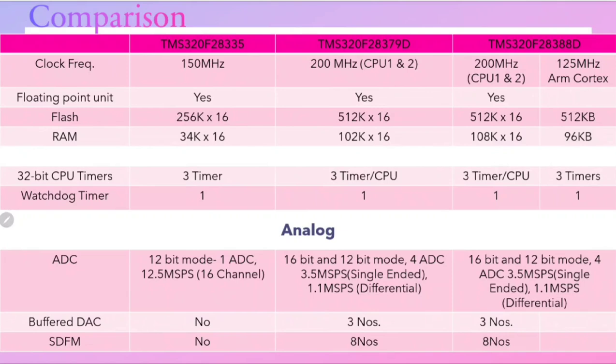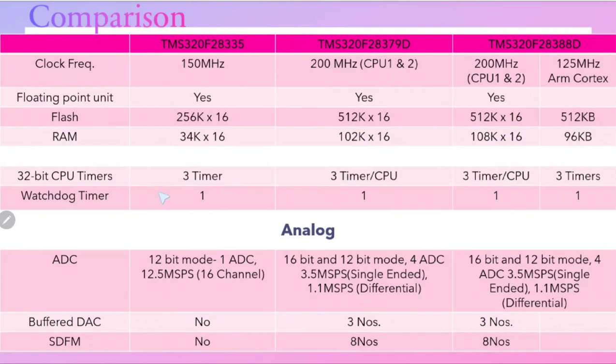The clock frequency of the F28335 is 150 MHz, whereas the F28379D and 28388D have a 200 MHz clock frequency, and the ARM Cortex runs at 125 MHz. If you are looking at floating point support, all the MCUs support floating point units. The newer devices increase the flash size, as you can see in the table, and the RAM size also increases with the newer devices.